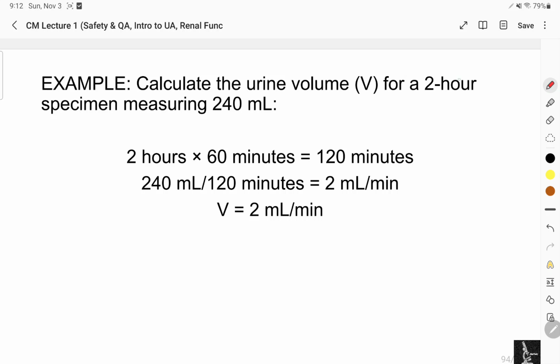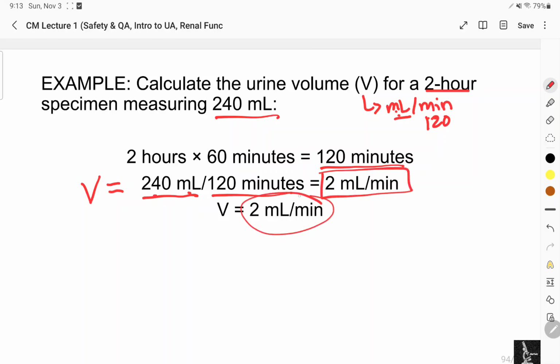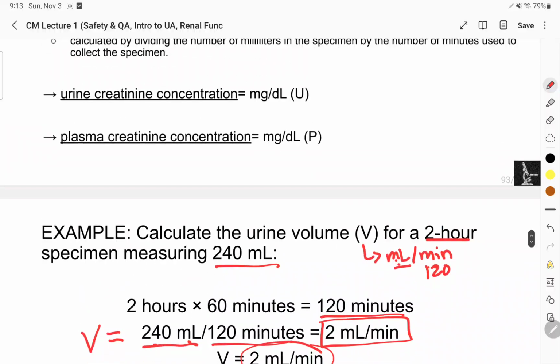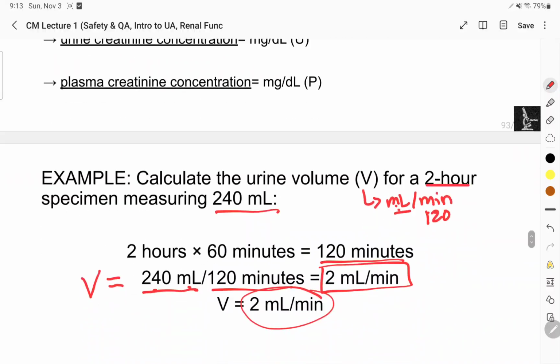Of course, the volume is in ml per minute, so we have to convert to ml per minute. This is a 2-hour specimen. How many minutes is 2 hours? 120 minutes. And it is 240 ml. So, ml divided by minutes: 240 ml divided by 120 minutes, so we have a urine volume of 2 ml per minute. Okay? What we still lack is the concentration of urine creatinine and the concentration of plasma creatinine.